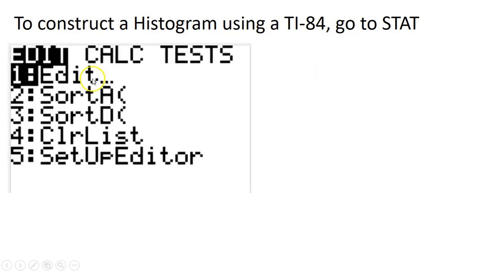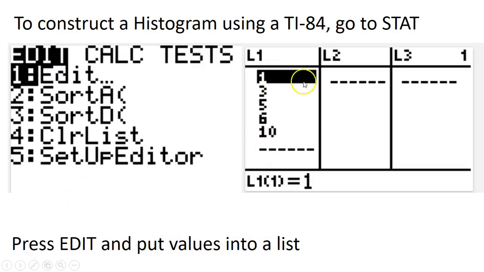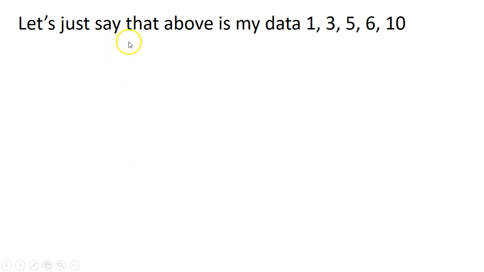Construct those histograms. You go to Stat, we go to Edit, all right? And you put in the values on your list. So here are the values I'm going to give you. Put these in. Again, pause the video if I'm moving too fast. That's why I have everything written down. Just pause the video so you can see where we're at. So let's just say that above, this is our data set, right?